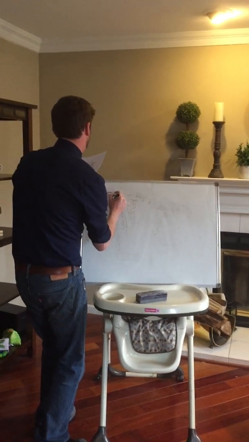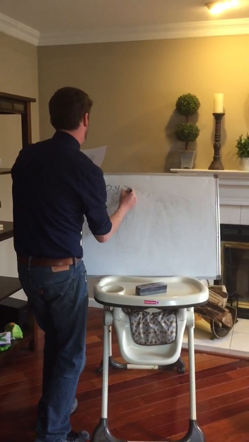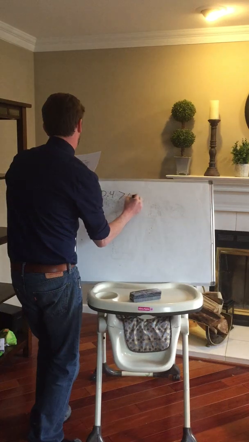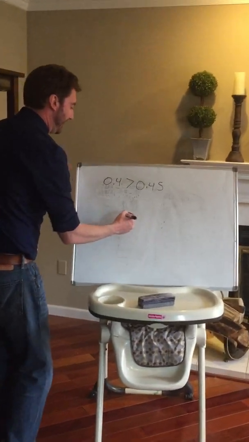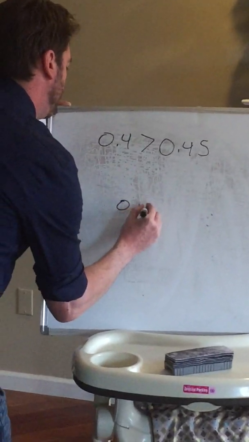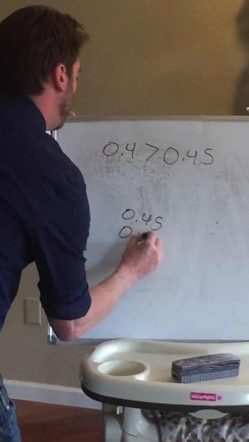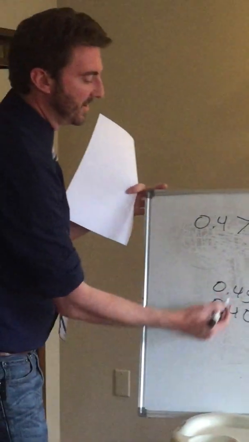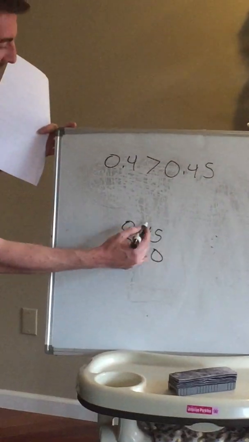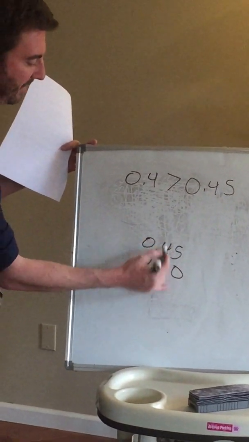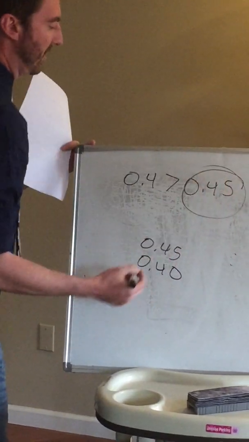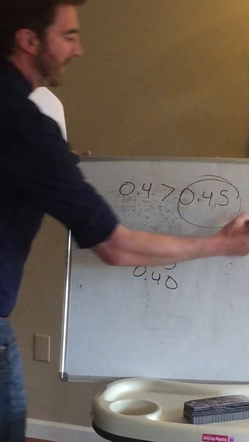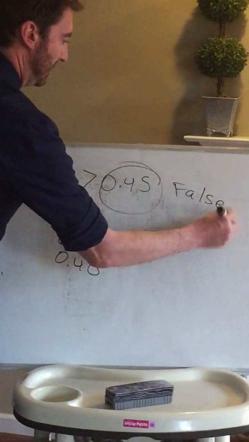Okay, the next one, is 0.4 tenths greater than 0.45? Okay, this one's going to be false. If I line them up, 0.45, 0.4. Remember, we could just add zeros, and then if I'm checking place value, the 4's are the same, go to the next one. 5 is larger than 0, so we know that's larger. Since the alligator is pointing that way, we know that that is false.